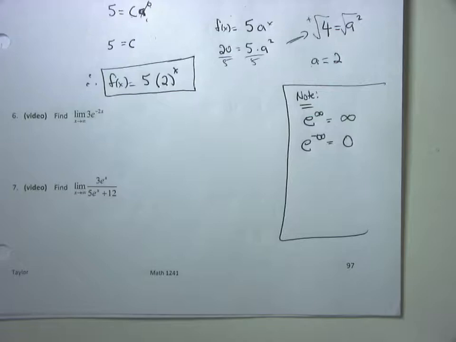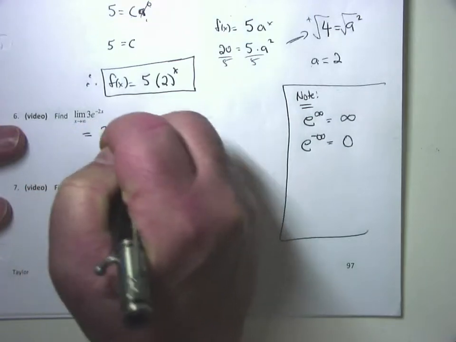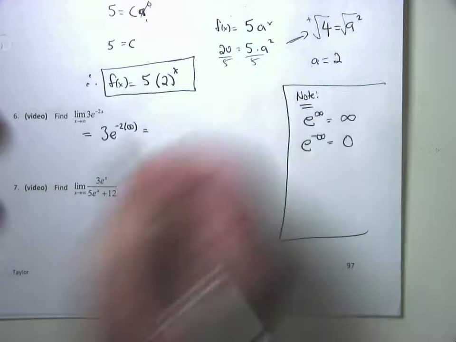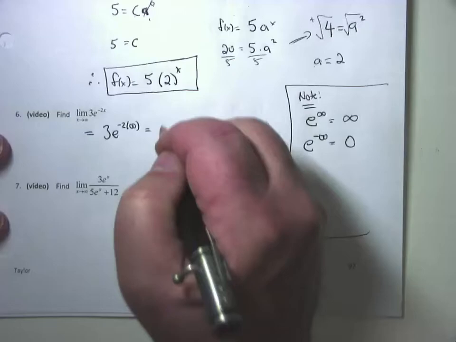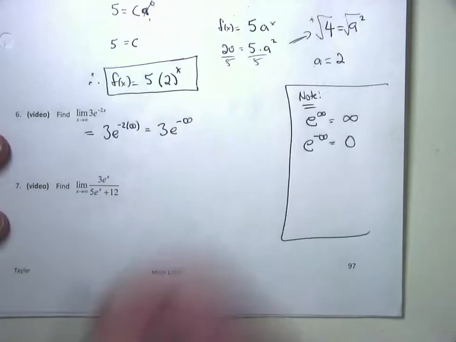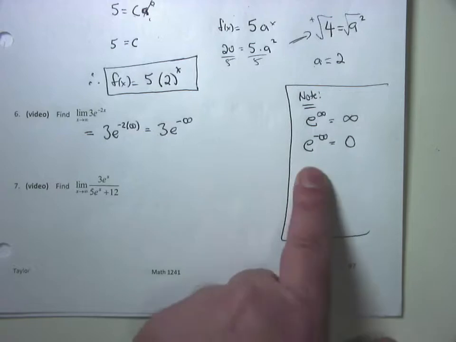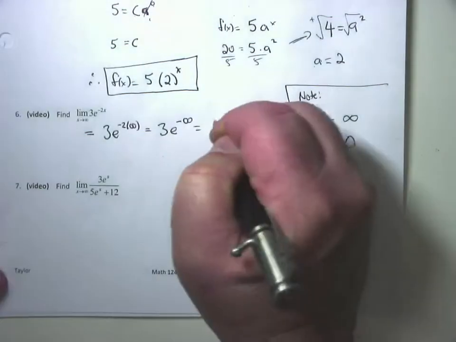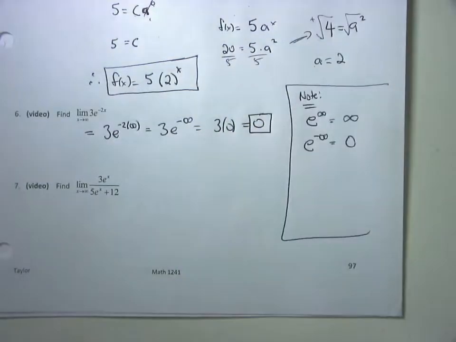So, first rule of limits is plug it in. What is the limit as x approaches infinity of 3e to the negative 2x? This would be equal to 3e to the negative 2 times infinity. Order of operations. Work it out. What is negative 2 times infinity? Negative infinity. So this is 3e to the negative infinity. Does that make sense? But what is e to the negative infinity? 0. So this becomes 3 times 0. So the answer is 0. Does that make sense?